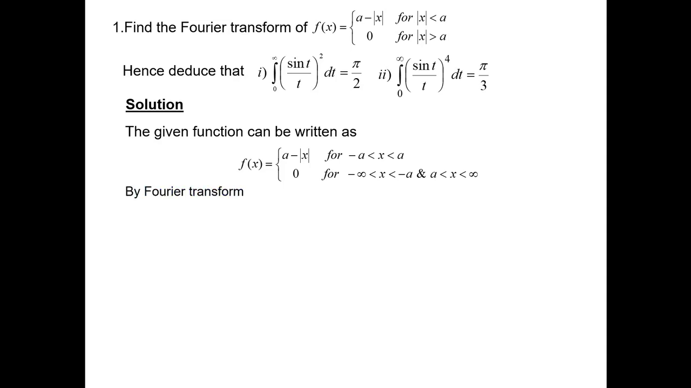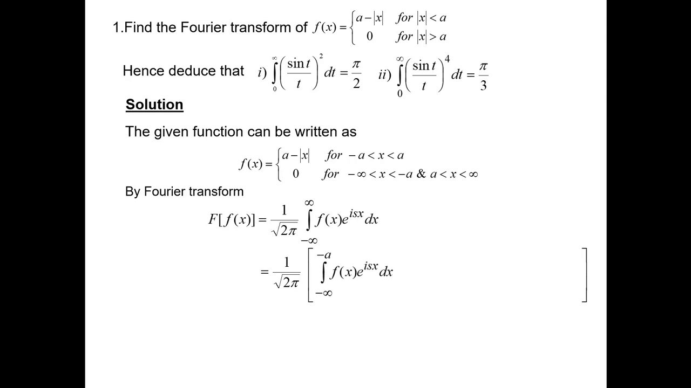Let us consider the Fourier transform formula. Capital F of small f of x is equal to 1 divided by square root of 2 pi integral over minus infinity to plus infinity f of x e power isx dx. And here that integral over minus infinity to plus infinity can be split into three integration parts. One is the integral over minus infinity to minus a, the second one is the integral over minus a to a, and the third one is the integral over a to infinity.